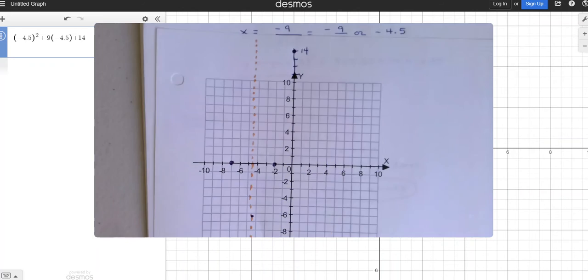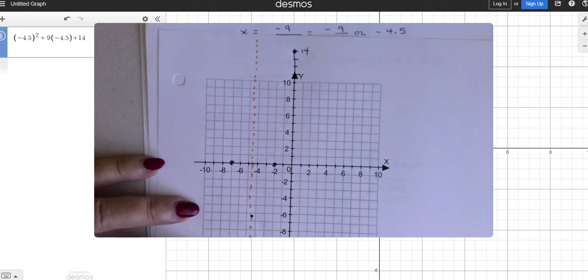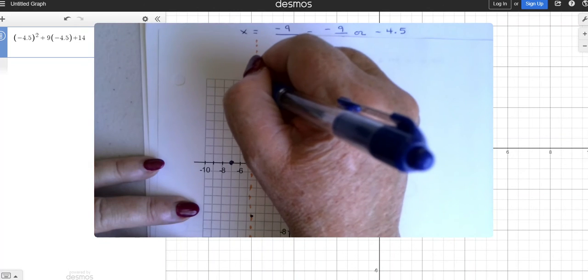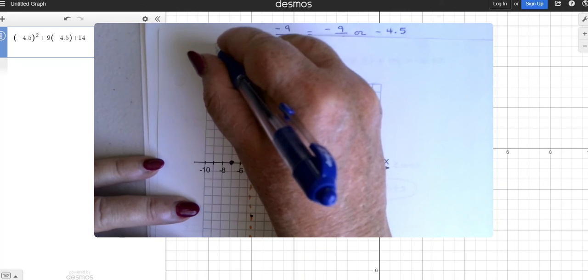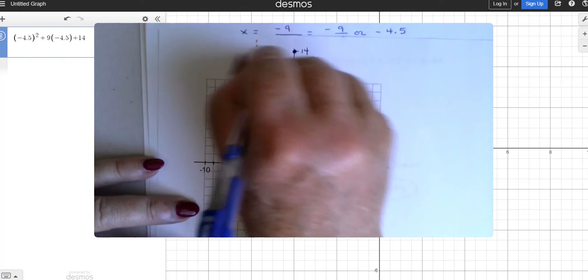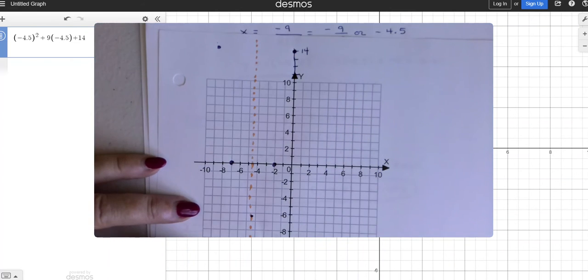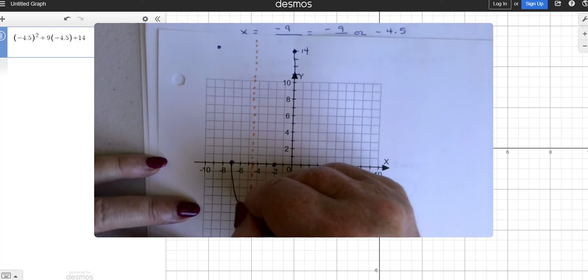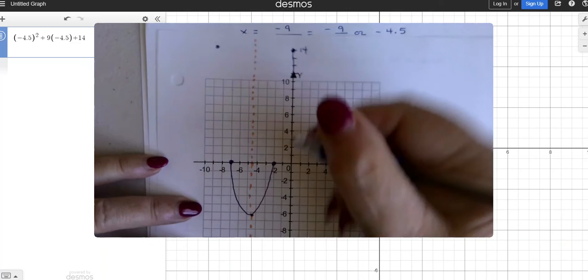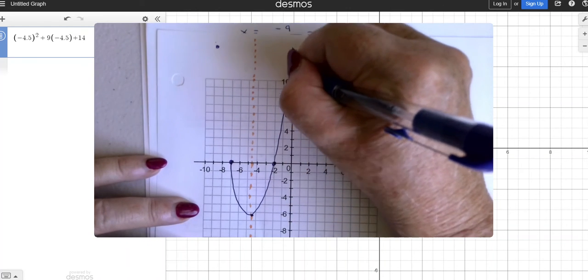If I do that, I do have the advantage of being able to use symmetry, right? This is 4.5 to the right of the vertex, so if I went a half, 1.5, 2.5, 3.5, 4.5 to the left, there'd be another point about there, symmetric to that y-intercept. And I can draw my graph. Let's see, I have to really judge this one to get all the way up there. There we go.